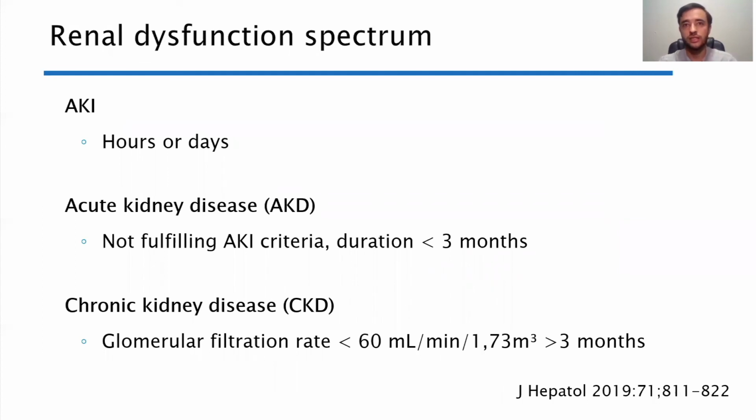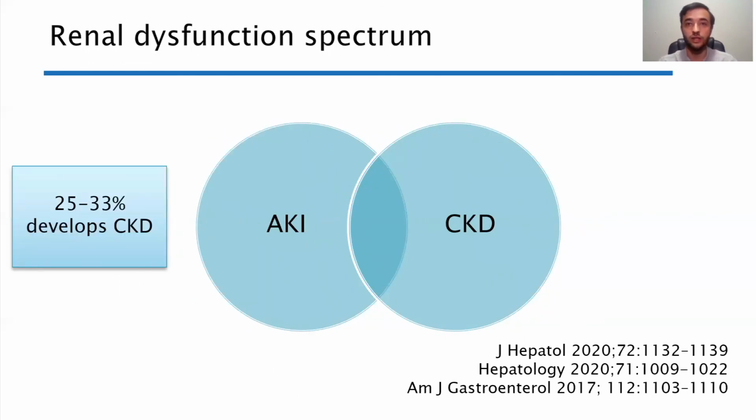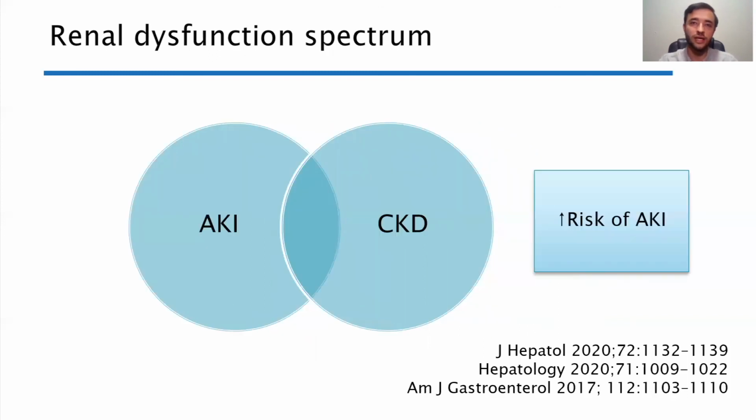AKI is one of the phases of the spectrum of renal dysfunction. We also have acute kidney disease, in which we don't have criteria for AKI, but we don't have chronic kidney disease either. And we also have chronic kidney disease, in which the glomerular filtration rate is below 60 for more than 3 months. These are not mutually exclusive, so we can have a patient with AKI and also with chronic kidney disease. And these two diseases are very related. Today, we know that patients with AKI may not recover from it. So 25 to 33% of them will develop chronic kidney disease. On the other hand, patients with chronic kidney disease have a higher incidence of acute kidney injury. So chronic kidney disease is considered a risk factor for AKI.